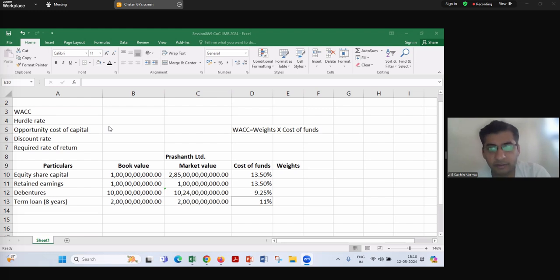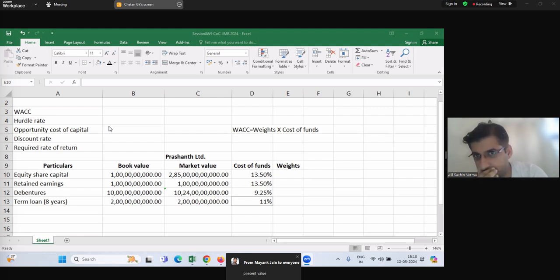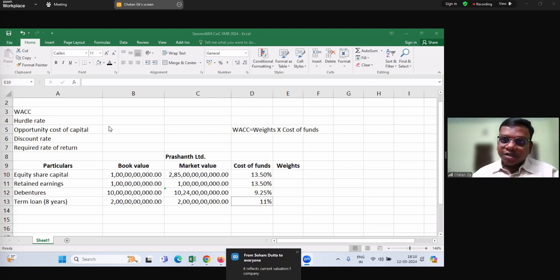Because the book value is very old. So today the WACC should be calculated. What is the cost today? So weights should be taken as on date only, not the previous ones. Maybe. Yeah. So what Sachin is trying to say is correct.